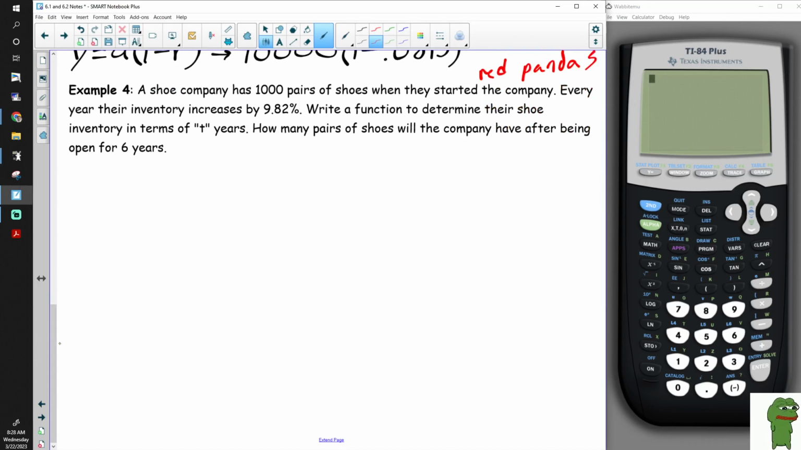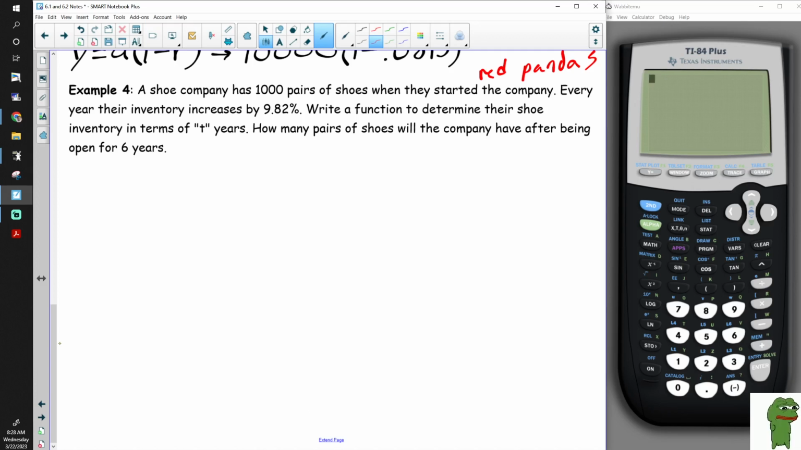Okay, example 4. A shoe company has 1,000 pairs of shoes when they started the company. Every year, their inventory increases by 9.82%. Okay, we're going to write a function to determine their shoe inventory. How many pairs of shoes will the company have after being open for 6 years?